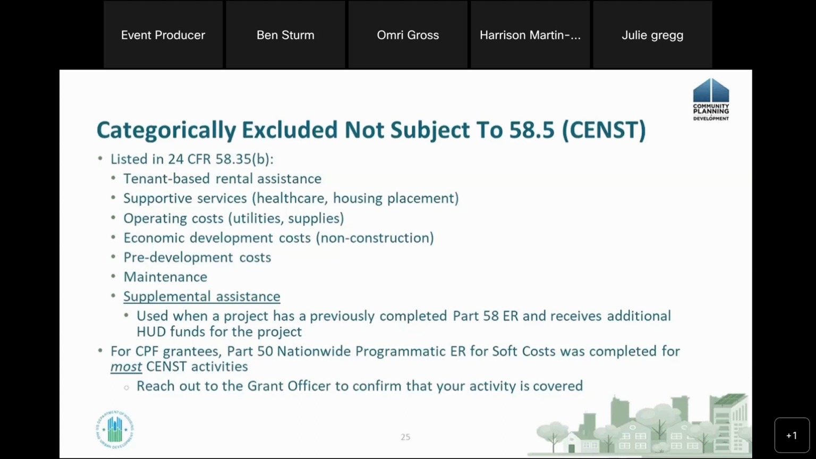Just like the exempt level of review, most CENST activities are covered under the nationwide programmatic review for the CPF program. However, you still need to receive confirmation from your grant officer as to whether that activity is covered. Next slide, please.